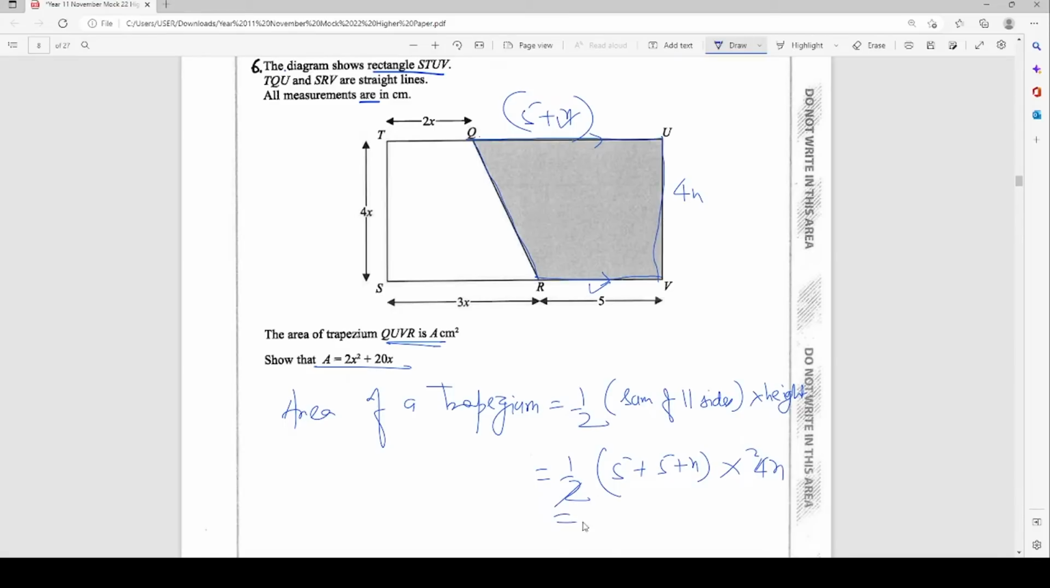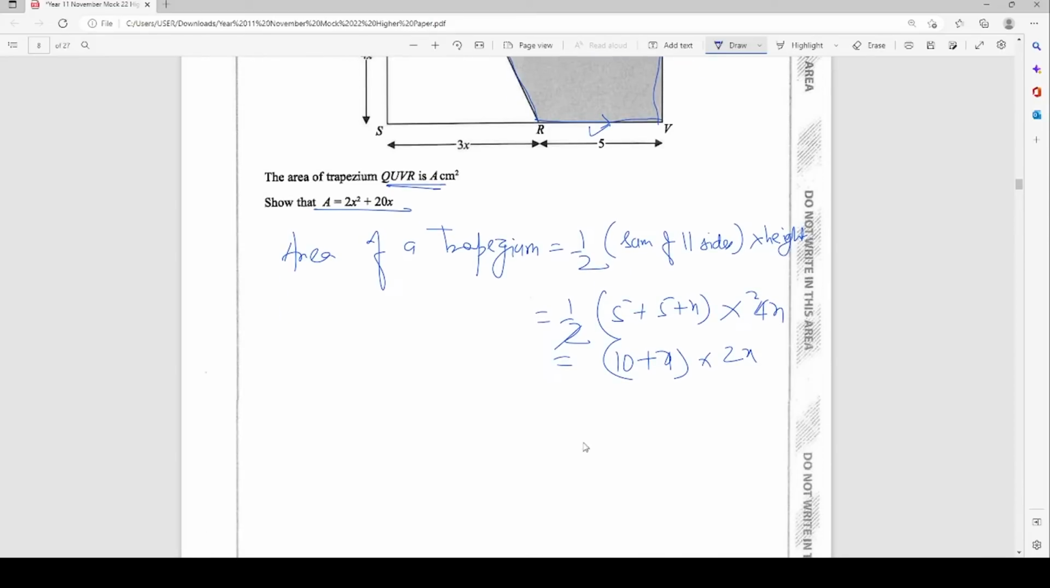Okay, I can cancel it out. So I have got 10 plus x times 2x. Remember, this 4x was there and I was having 2 in the denominator, so I cancelled one of the 2's, and now I will expand the bracket. So I will have 20x plus 2x square, and that's what my area of trapezium should be. That should be my A, QED, done and dusted.